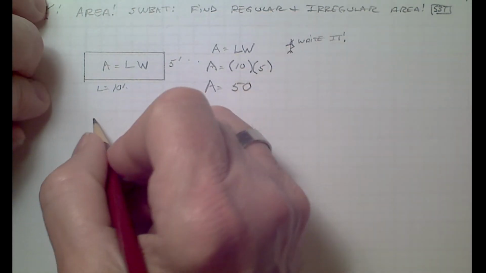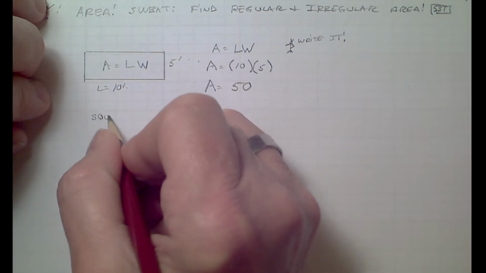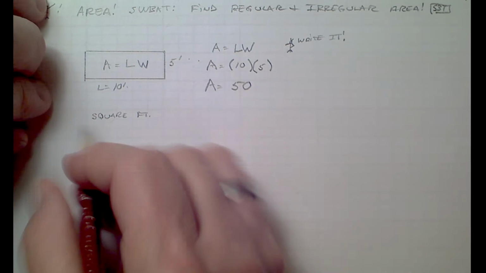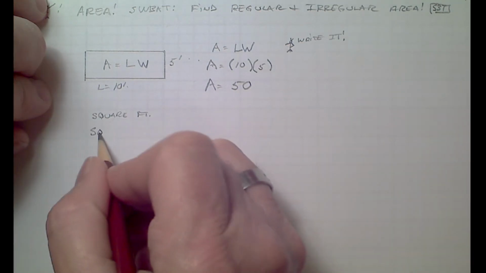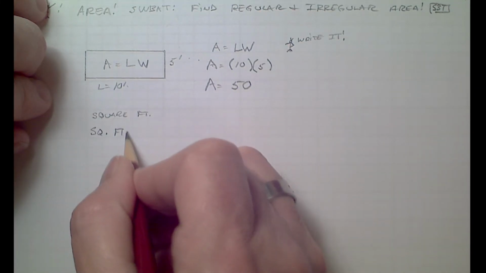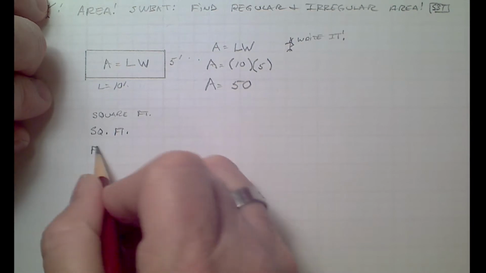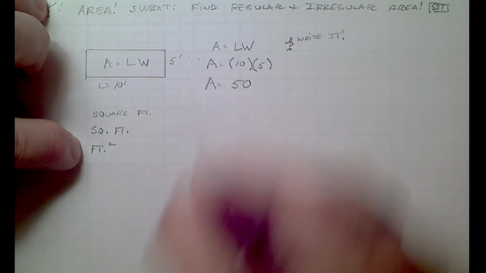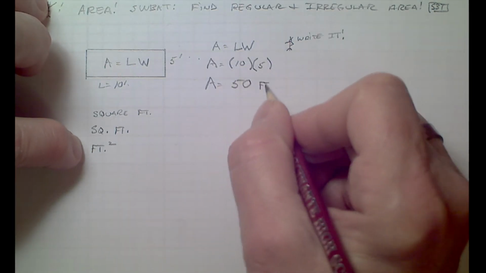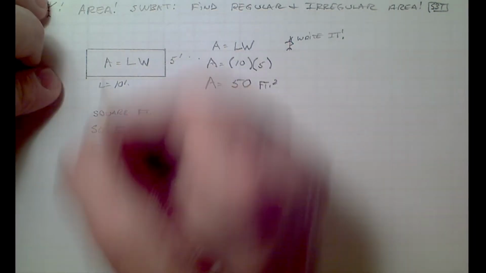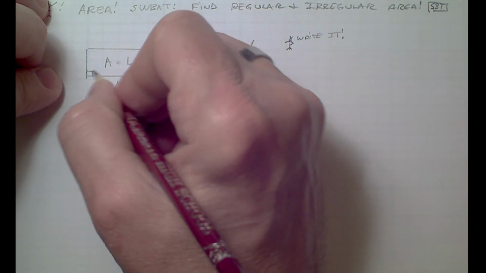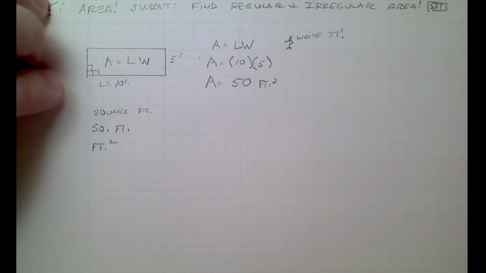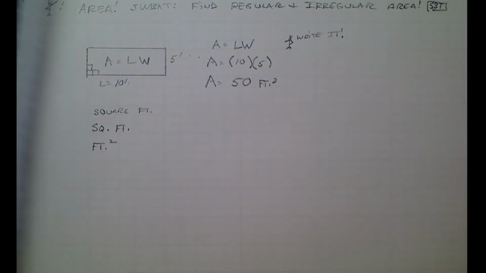So you can write square feet for your answer, or you can abbreviate. Or you can even do it college style and write feet times feet is feet squared. I like this one because it's easiest. So, got to put units on there. 50 feet squared. There are 50 little squares inside this thing, if I was to measure the whole area. Alright? Now, that's easy. You did that back in middle school.